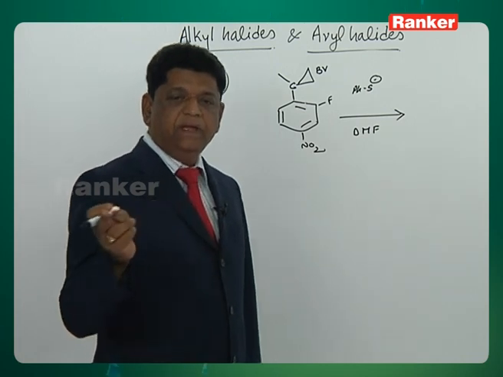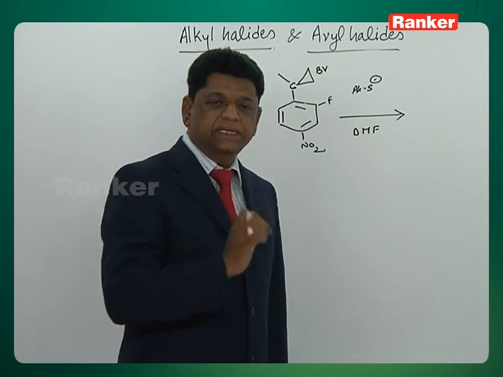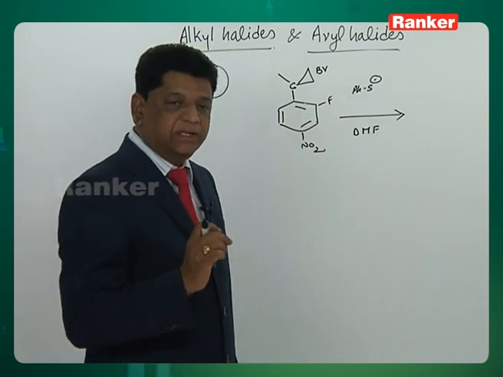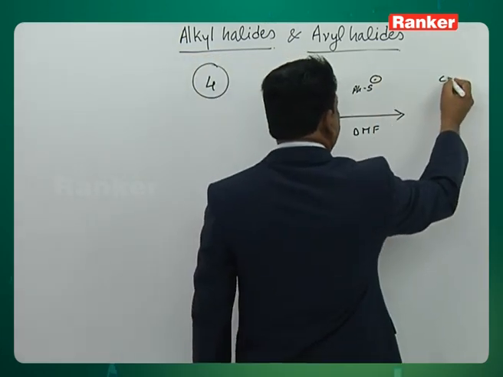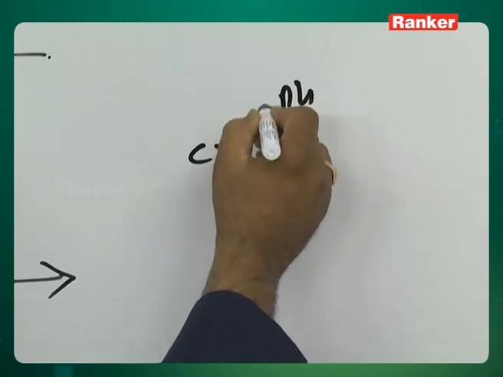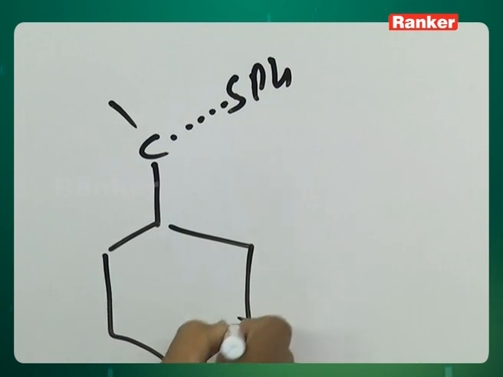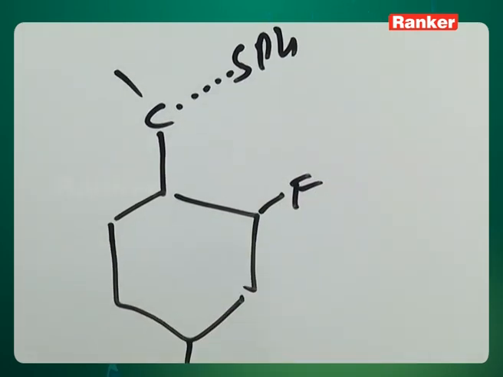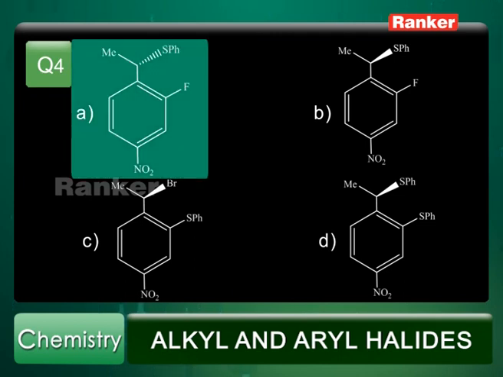But A, B, C, D are all different compounds, and only one compound you have to choose. In such a case, we have to go for the one with total inversion, where the bromine has gone and you get the phenyl with the sulfur. The rest will be as it is. The fluoro and the nitro will be as it is. So option A is the right answer.